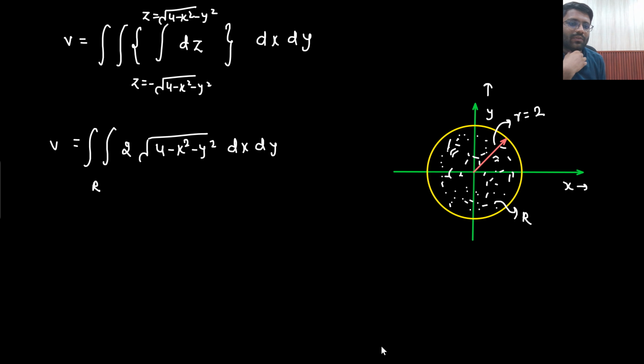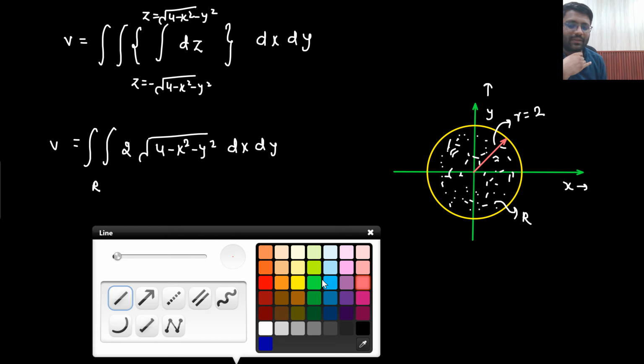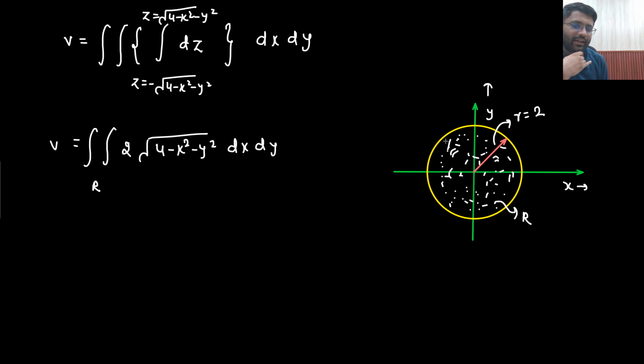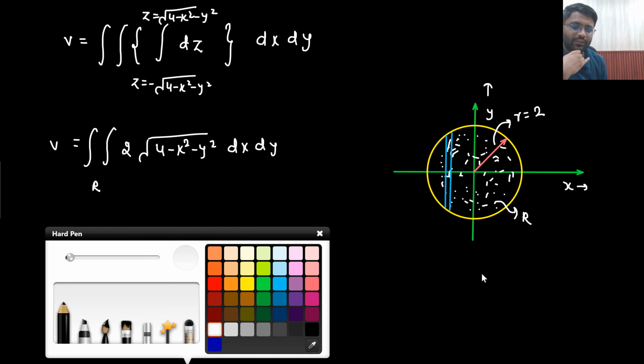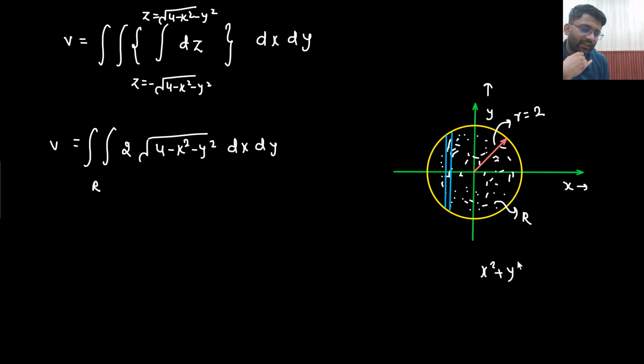So what will I do? Will I take a strip and solve the problem? Yes, you can do it in this manner, sir. You can take a strip and solve the problem. Now what will be the equation of this particular circle? The equation will be x square plus y square equals 4. You can take a strip and solve it, but the calculation will go very complex.